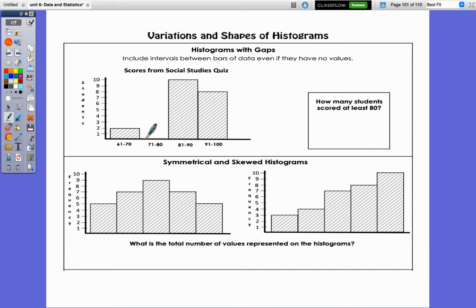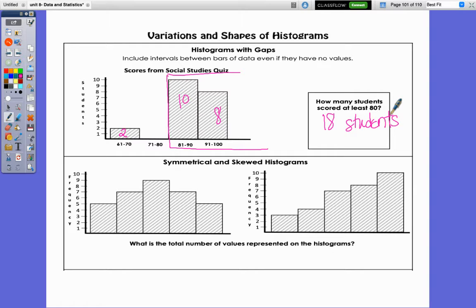So this one has no data from 71 to 80, which just means none of the students scored there. You can look here, and I had 2 students score here. I had, that looks like a 10, students score here. And I had 8 students score here. Now, my question is, how many students scored at least 80? So we want to be looking at all the numbers that are 80 or greater. So this part of our data over. And I realized that there are 18 students that scored at least an 80.